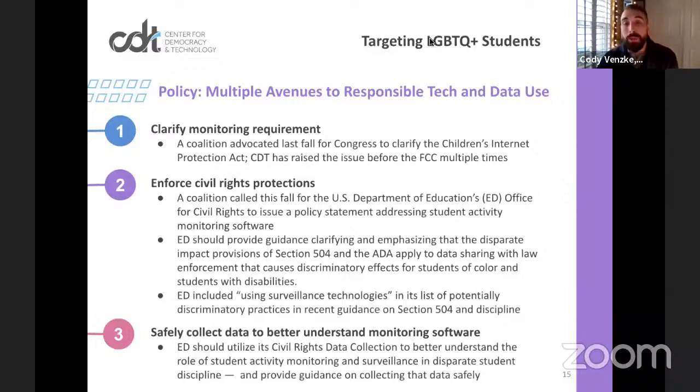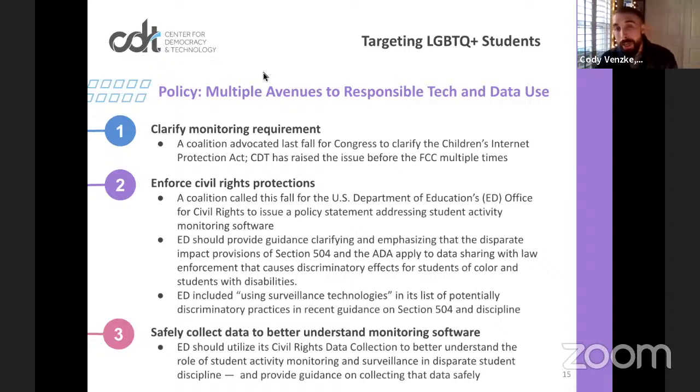We do want to acknowledge, though, that the Department of Education has made some key strides here. Earlier this year, they released guidance on disparate discipline and students with disabilities, and they noted that using surveillance technologies is among the practices that schools should seek to review when they are thinking about their compliance with Section 504 and avoiding disparate discipline for students with disabilities.